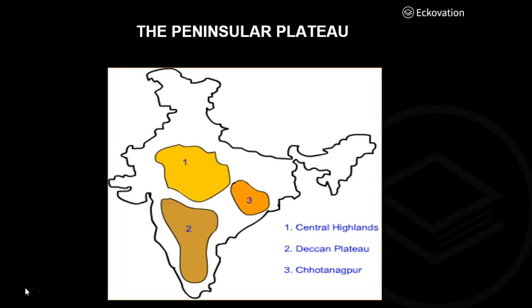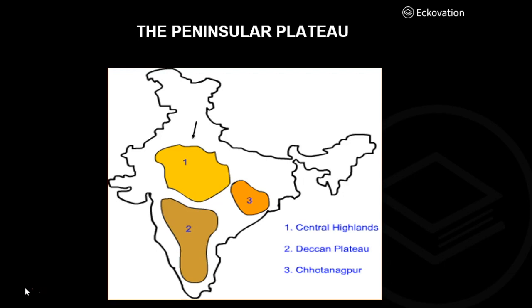Now, we'll be talking about the third physiographic feature of India, which is the Peninsular Plateau. The Peninsular Plateau is triangular in shape, surrounded by hills and shallow valleys. It is composed of the oldest rocks, as it drifted away from Gondwana land. The Peninsular Plateau is divided into 3 parts: the Central Highlands, Deccan Plateau, and Chota Nagpur.